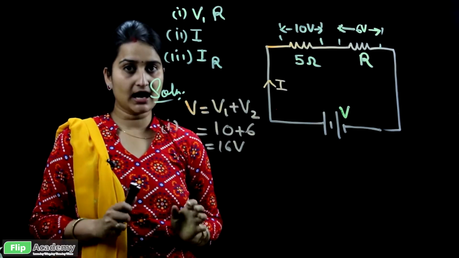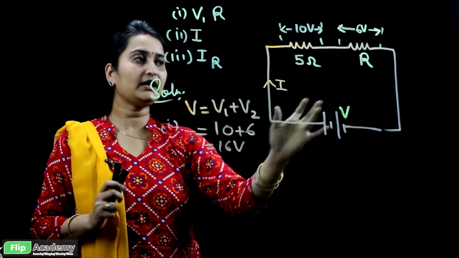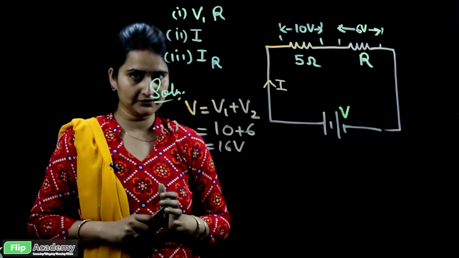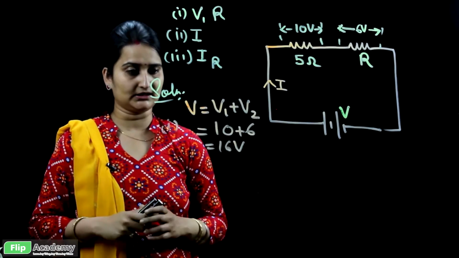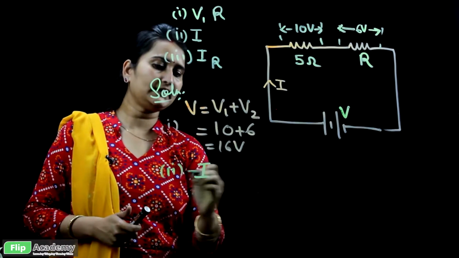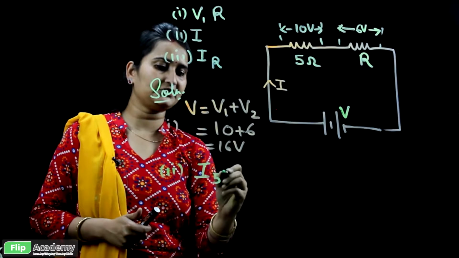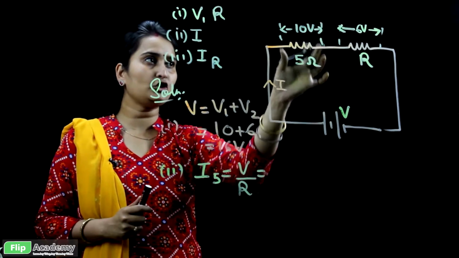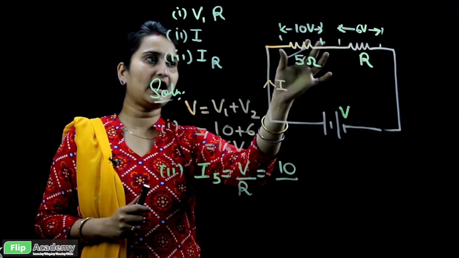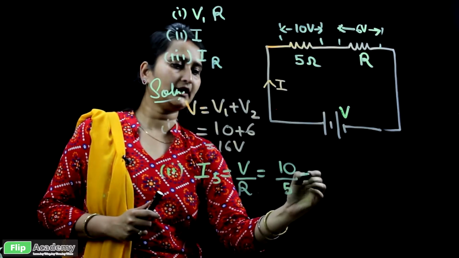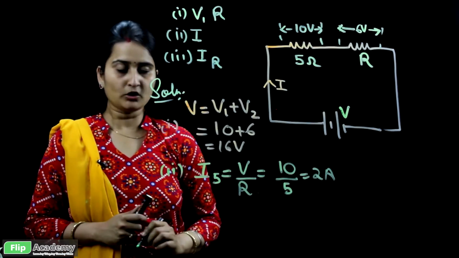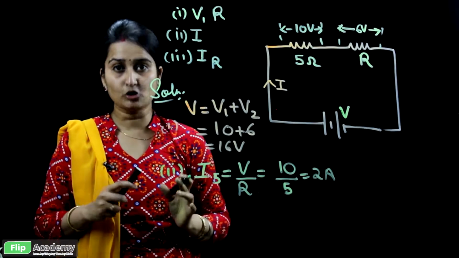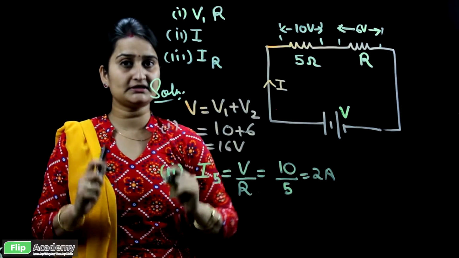Before finding capital R, you have to first find the current flowing through it, because you know V, and if you know the current, then you can easily find R. So let's find the current flowing in this circuit. The current flowing in the 5 ohm resistor is V upon R. What is V? It is given to you, that is 10 volt. What is R? 5 ohms. So the current would be 2 ampere. Now, what is the property of a series circuit? The total potential will bifurcate according to the resistance supplied.